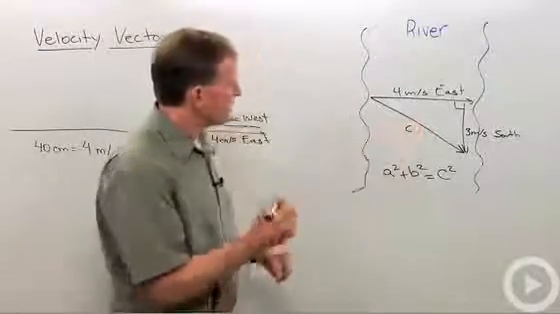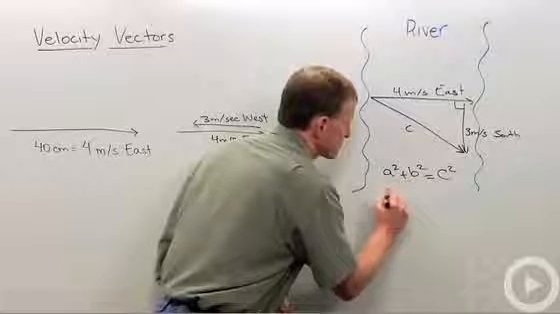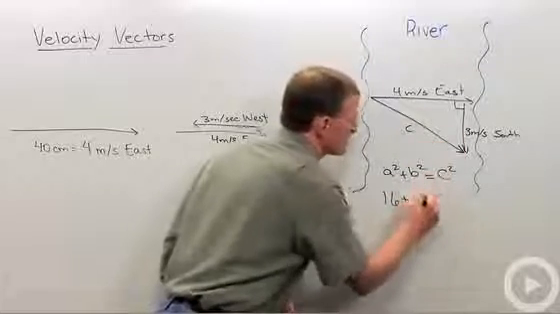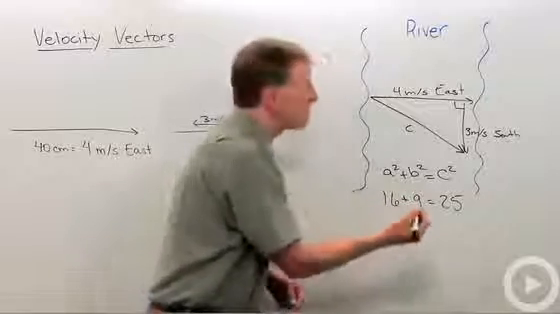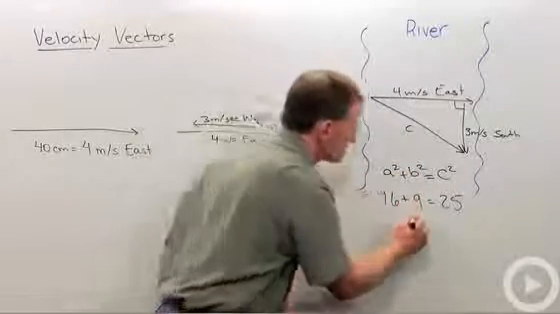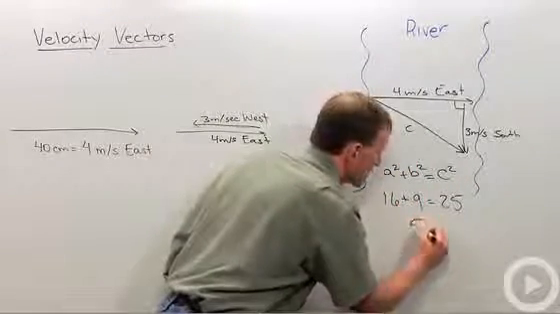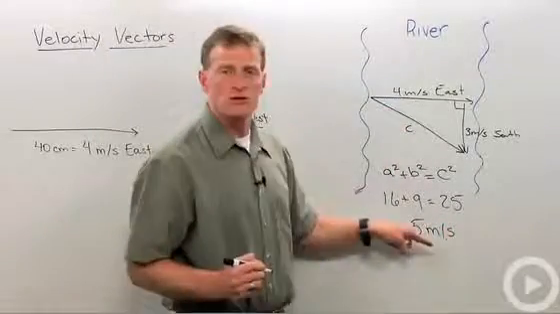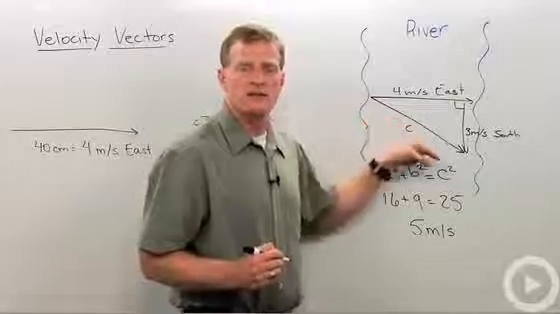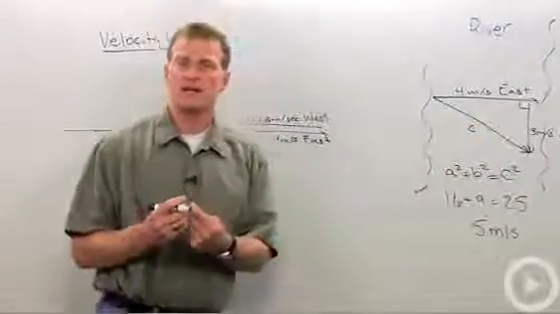So if I solve that, I've got 4 squared is 16, 3 squared is 9, and that equals 25. The square root of 25 is 5. So my new vector here is 5 meters per second southeast. And that's how you solve vector velocity problems.